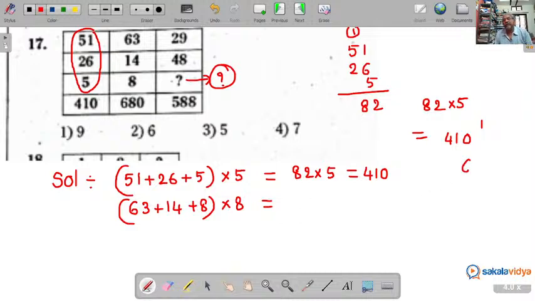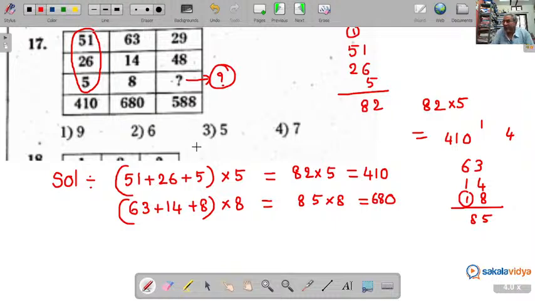Right now, 63 plus 14 plus 8. 8 plus 4 is 12, 15, 85. 85 multiplied with 8. 8 fives are 40, 8 sixes are 64, 680. Yes, absolutely correct. The same pattern has to be applied here. So, 29 plus 48 plus question mark multiplied with the question mark. We should get 588.